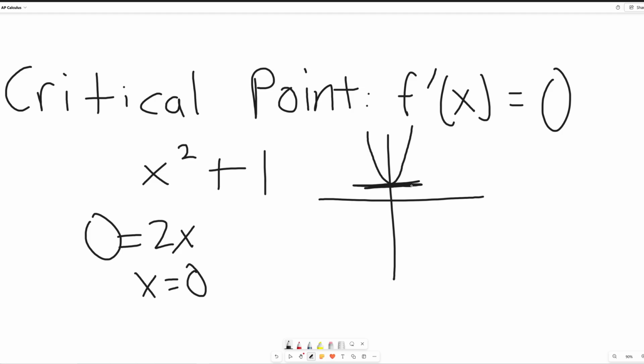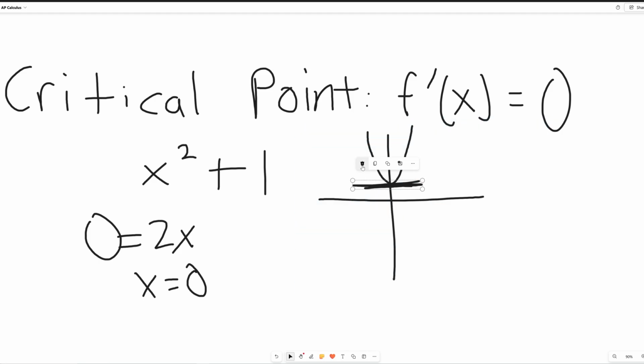Now, something that you may notice about this is the vertex of this function, right at the absolute minimum of this function, but also it is when the function goes from decreasing to increasing. So, before this point, you go from negative infinity all the way up here, and you're decreasing down until you hit this point, and then you begin increasing back up.